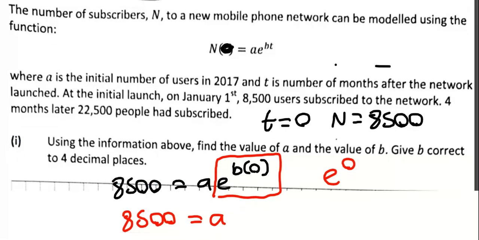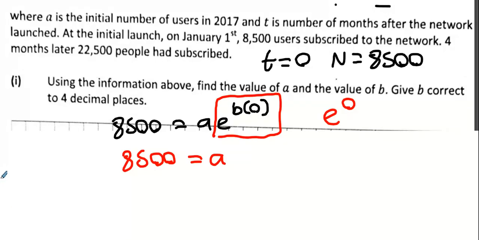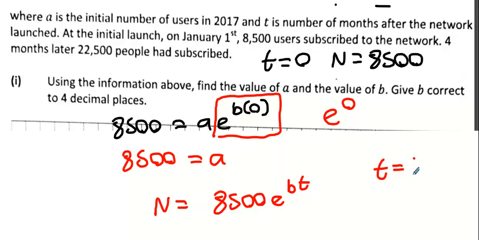Now, next thing. Most just knew by the description of the question. Now, next thing. Let's figure out after 4 months later. So your formula now becomes n equals 8,500 e to the bt. What's your t value now? 4, yeah? And what's your n value? 22,500. Not 89,000, because some of you multiplied it by 4.